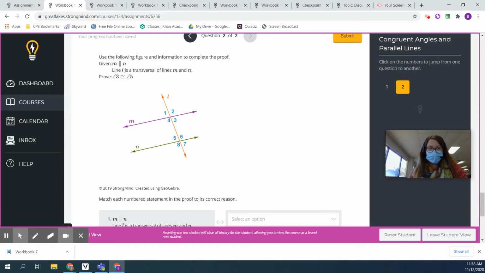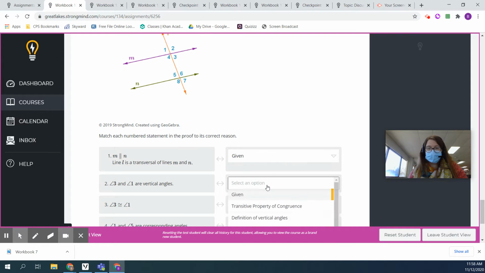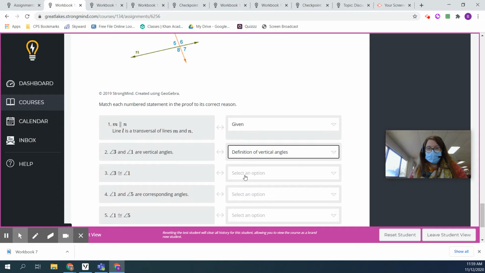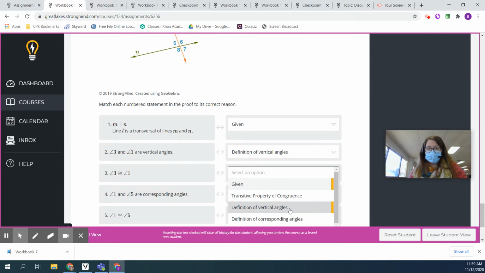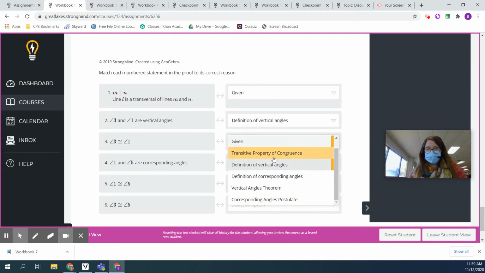Use the following figure. You're going to do a proof. First reason is always given. 1 and 3 are vertical angles. That's the definition of vertical angles. And then that would be the definition of congruence. Then the transitive property, and the definition of vertical angles. The vertical angles theorem says that they're congruent.